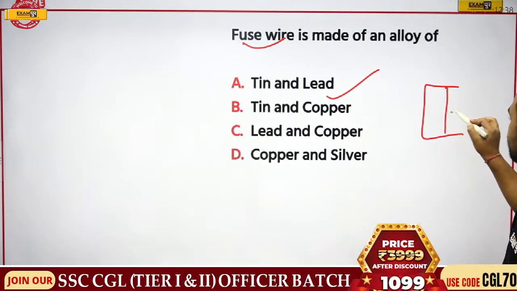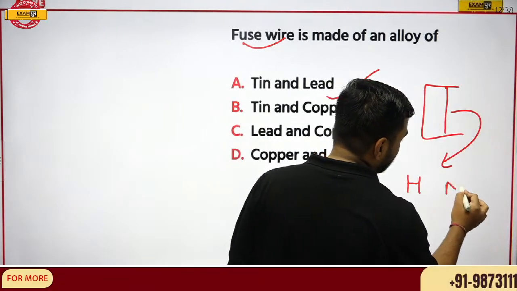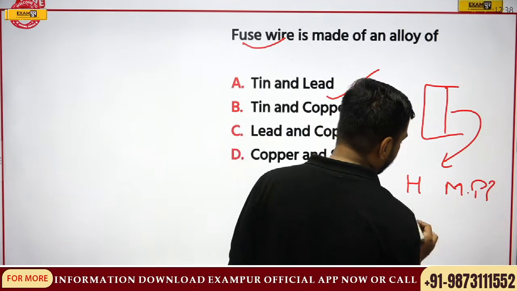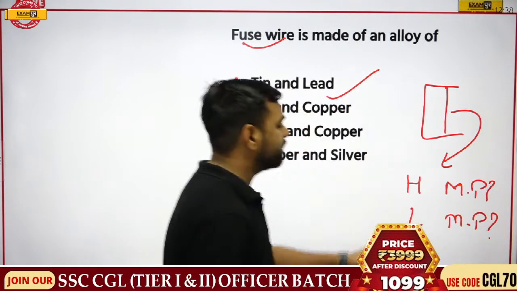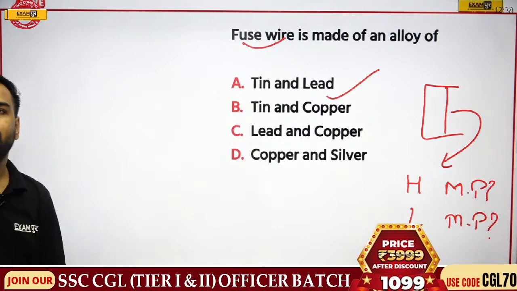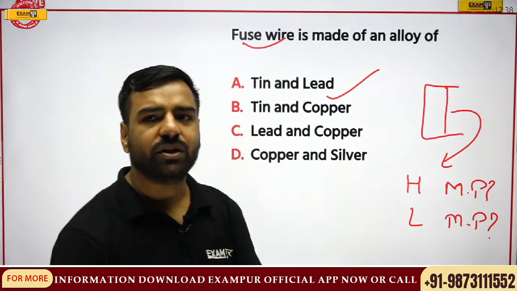So there's a wire that is actually present here. Now, does this wire have a high melting point or a low melting point? My question is, I'm only giving two options. This wire will have a high melting point or a low melting point. What's the correct answer? Answer. Totally correct, Hotspot. Absolutely correct.